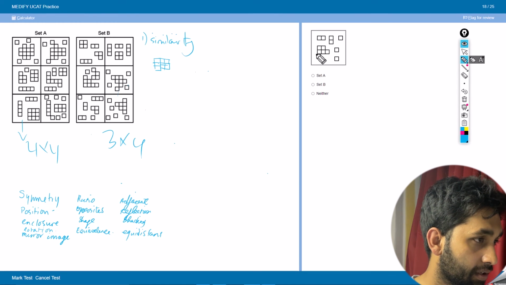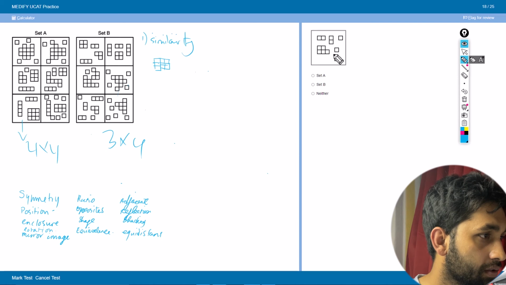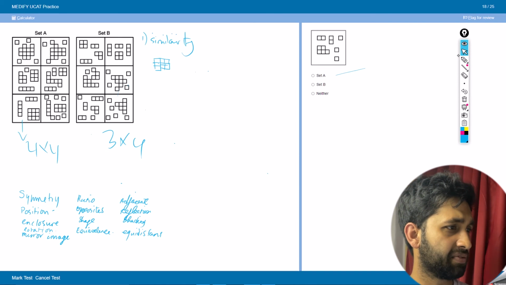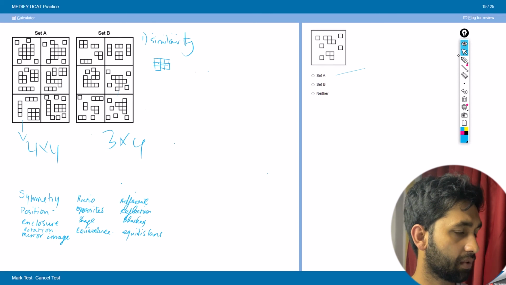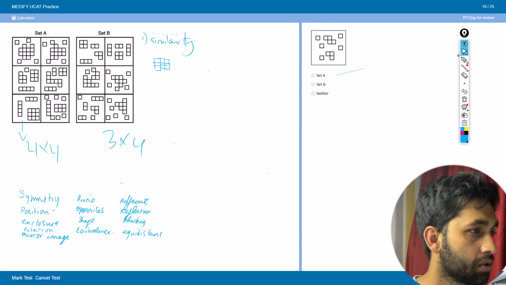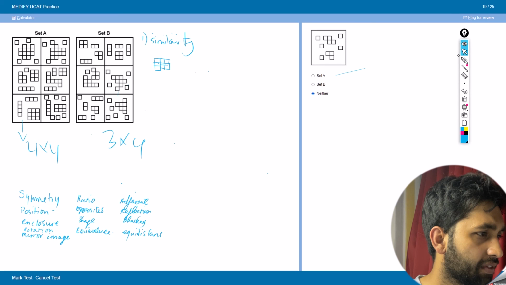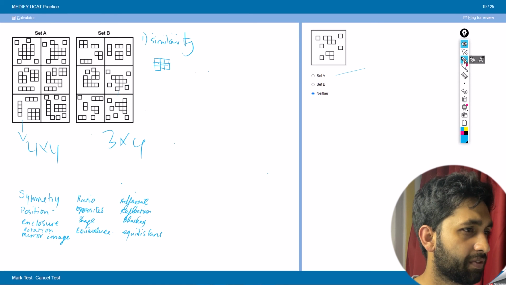Let's see. Let's see. 2, 3. I'm gonna go with set B for that. Let's see. I feel like that is neither. Possibly, if you think about it. So that goes there, that makes a 2x2. That goes there, and that goes there. That makes a 2x3. 2x3.